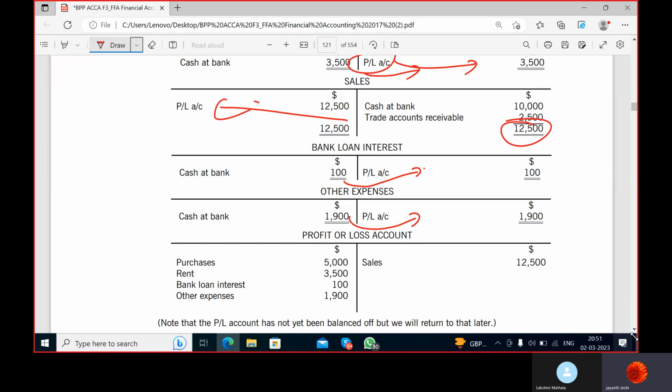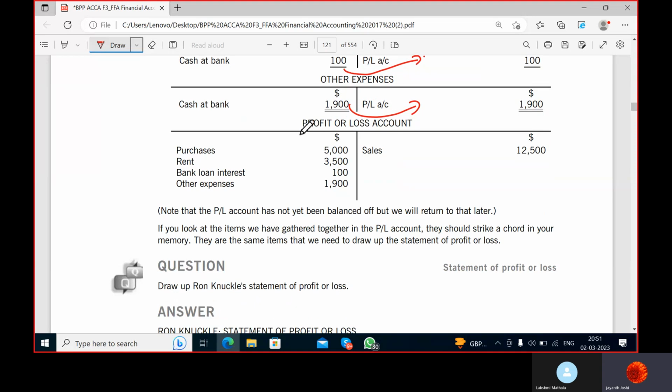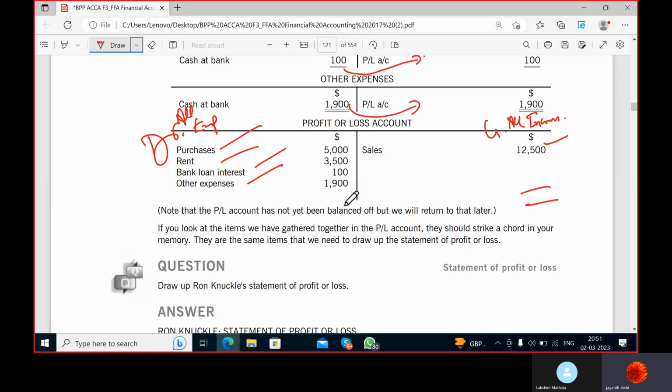And now you will write all the expenses in the debit side of P&L account. Am I right? Purchases, rent, bank loan interest, expenses, debit of P&L account, because you debit all expenses and income in the credit side. Credit all incomes. That's a rule. And when you tally this account, you can get the profits. So see how much is the profit? Please tell.